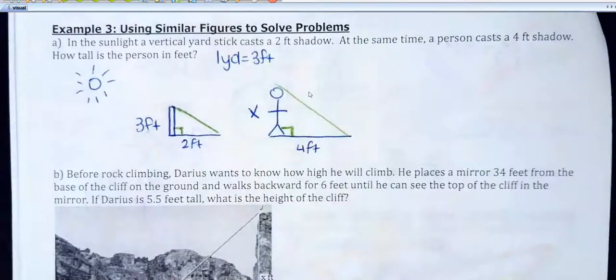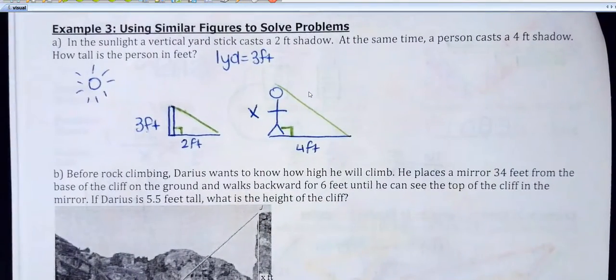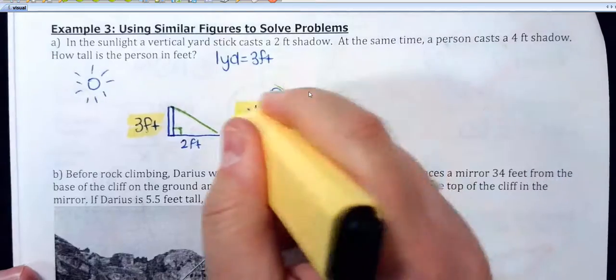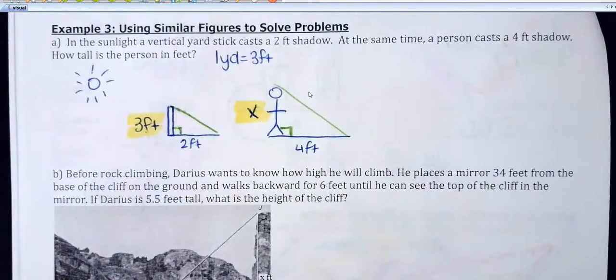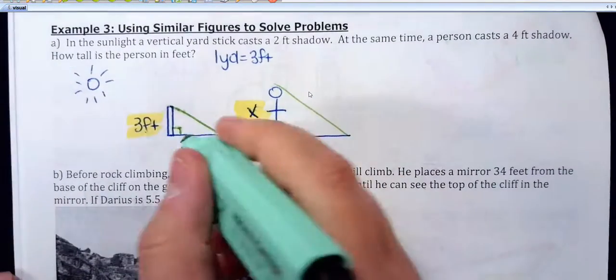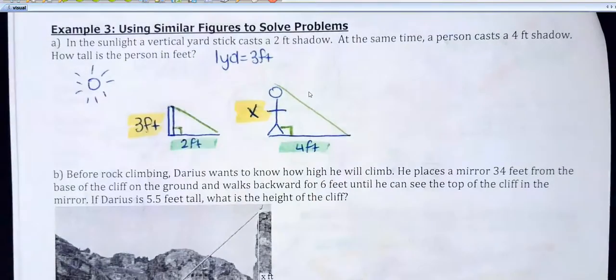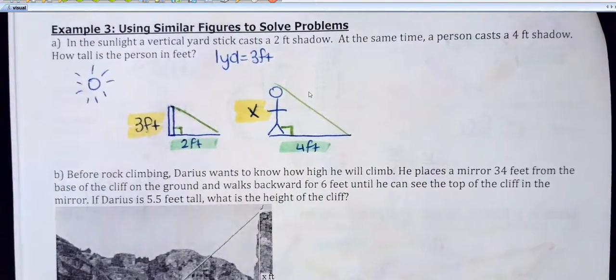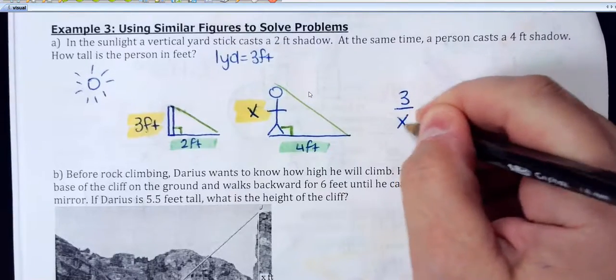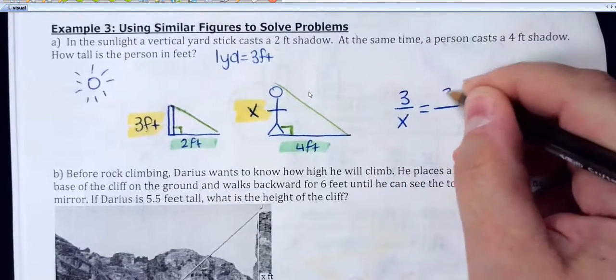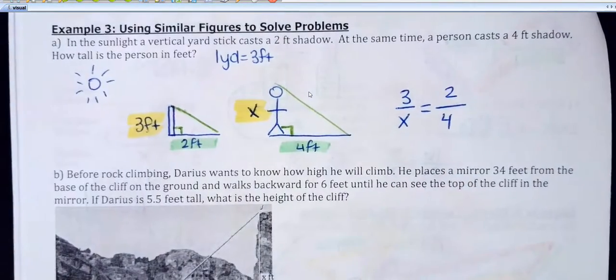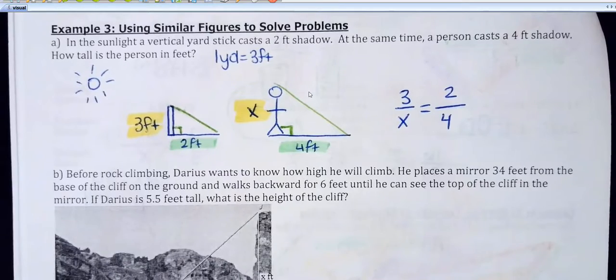I would literally just put my variable as the height of the person. So these are similar triangles here. And all I have to do is just quick set up my proportion. So my 3 feet for the yardstick would match up with my height for the person. And then my shadow for the yardstick would match up as a corresponding side with my shadow for my person. So all I have to do, I'd do something like 3 over x has to be equal to 2 over 4. If you set it up differently than me, as long as our cross products are the same, we're fine.